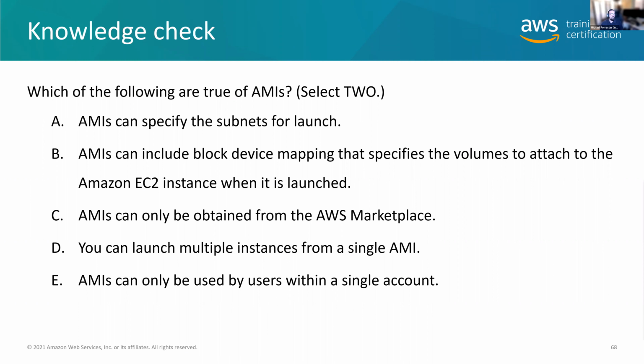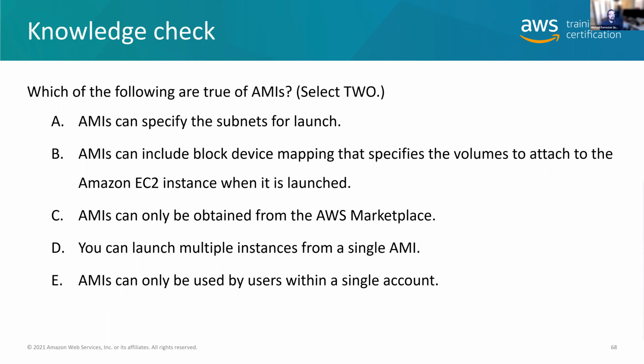I've got to tell you, AMIs can only be obtained from the AWS Marketplace. That's absolutely not true, because you heard me make a big deal about making your own AMIs. AMIs can only be used by users within a single account. No, remember, you can share AMIs out with the world if you want to.